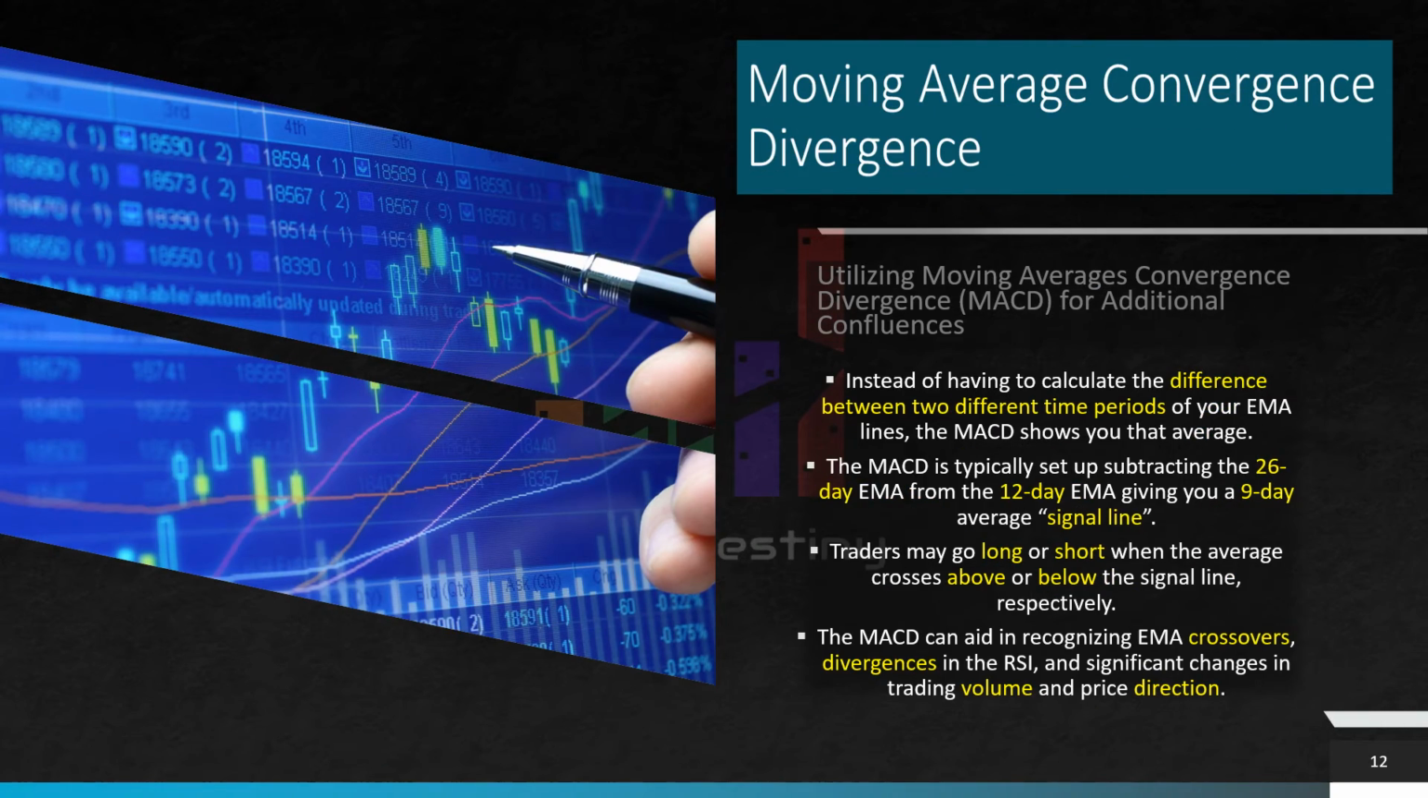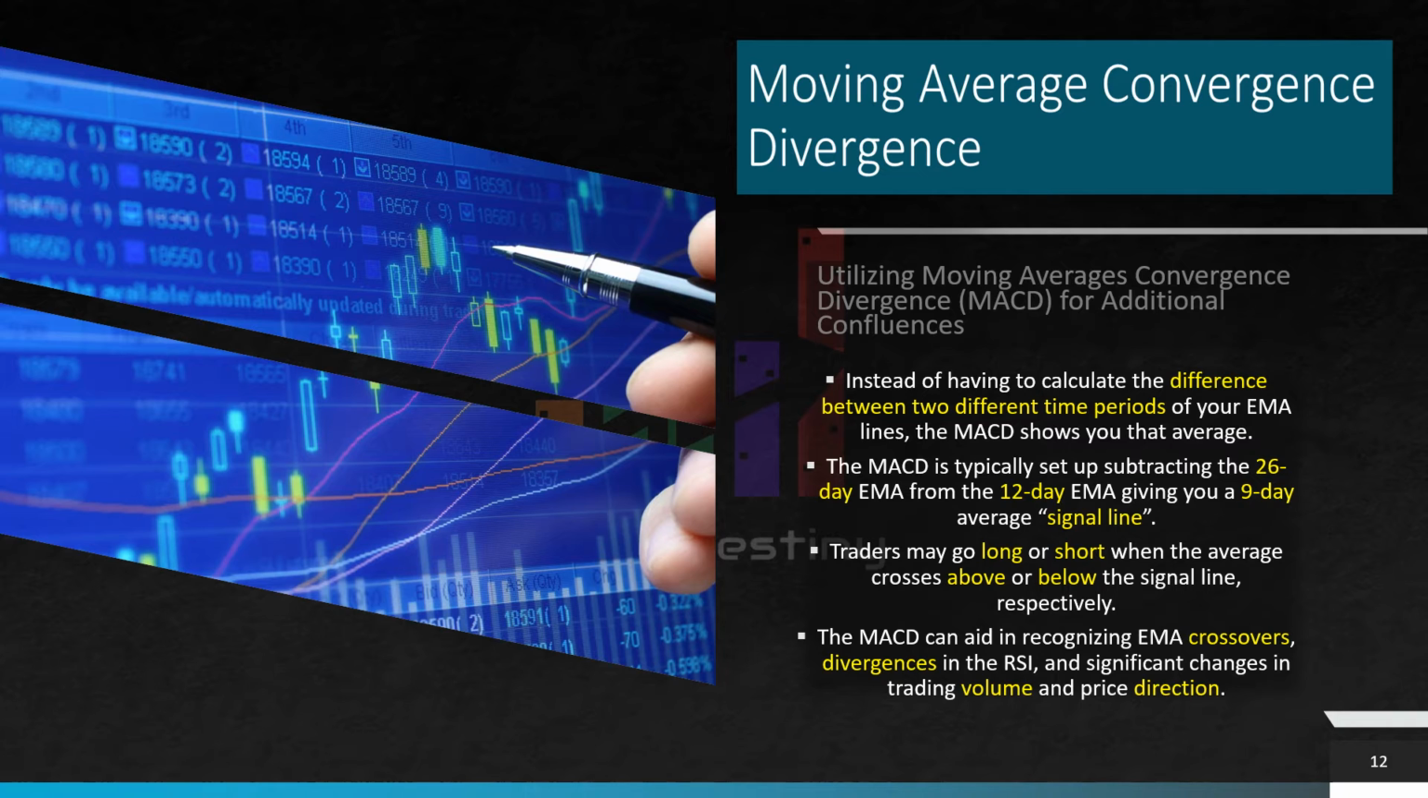The moving average convergence divergence, also known as the MACD, is another technical tool that can help provide additional confluences. Instead of having to calculate the difference between two different time periods of your EMA lines, the MACD will show you that average. The MACD is typically set up by subtracting the 26-day EMA from the 12-day EMA, giving you a 9-day average called a signal line.